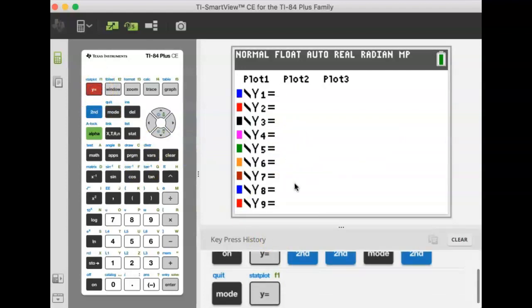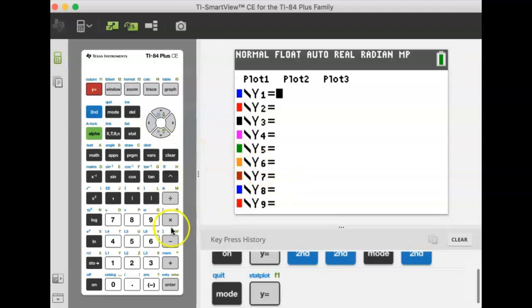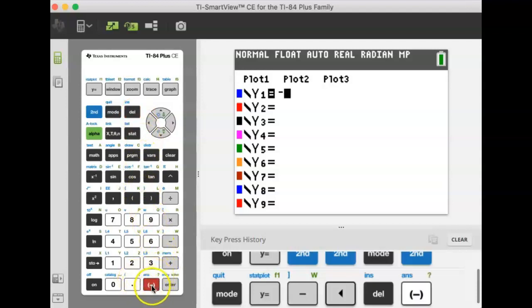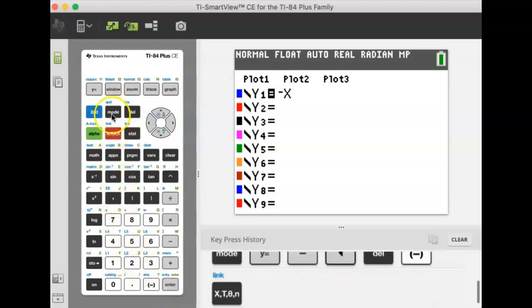And we're gonna put in the equation negative x squared plus 6x plus 3. Okay, first thing, be careful right here. That is a subtraction sign. We do not want that. So I'm going to go on top of the subtraction sign and hit delete. I want the negative sign, which is down under the 3. So negative x is up under mode right here.